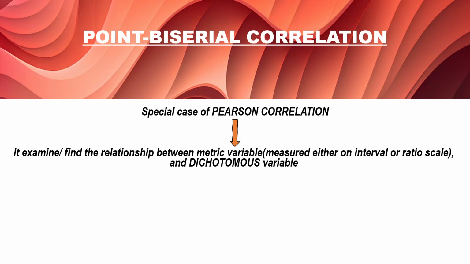In this video, we will discuss how to perform point biserial correlation in SPSS. Before that, let us quickly understand what point biserial correlation means. Point biserial correlation is a special case of Pearson correlation, which examines the relationship between a metric variable that is measured either on interval or ratio scale and a dichotomous variable.